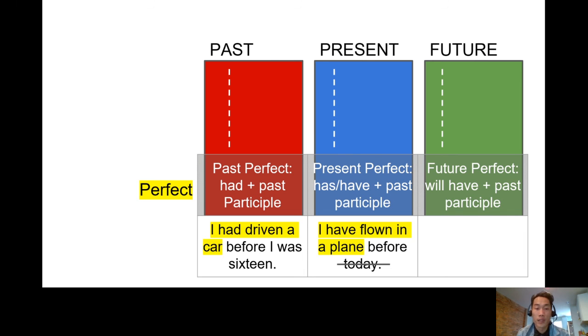In my example for the present perfect, I have flown in an airplane before today. Remember, people don't usually write today or now when they are talking about the present perfect because it is implied. It is always before now. It is always before today. So you can just say, I have flown in a plane. And it doesn't matter exactly when I flew in a plane. It just matters that it happened before now.